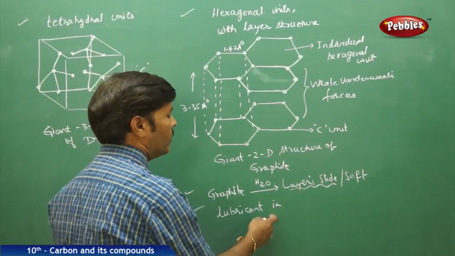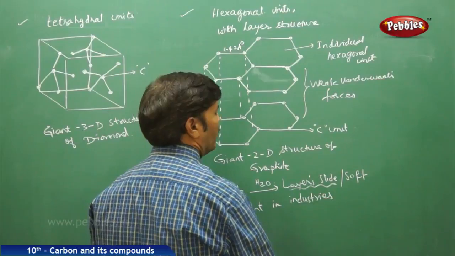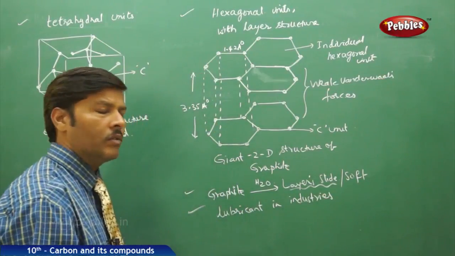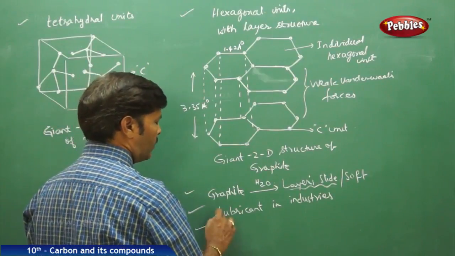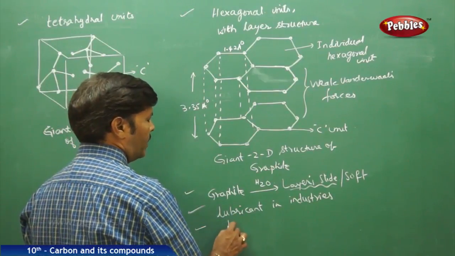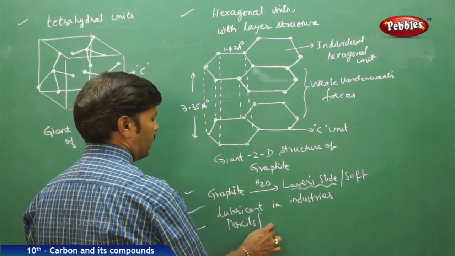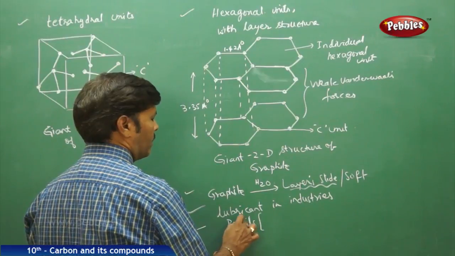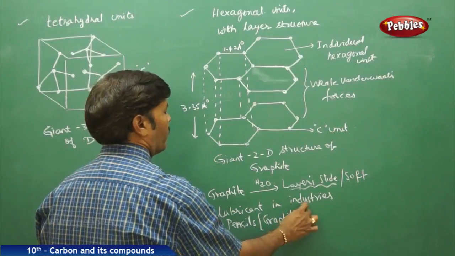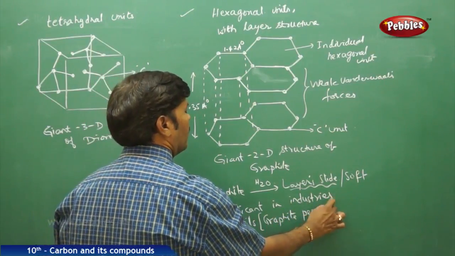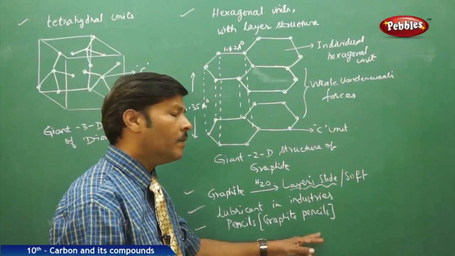That's why graphite is used as a lubricant in industries in order to prevent wear and tear in machines. The graphite powder is used as a lubricant, and for the same reason graphite is also used in pencils. We call them graphite pencils. And this graphite powder, because of its soft nature, can be easily erased with the eraser.